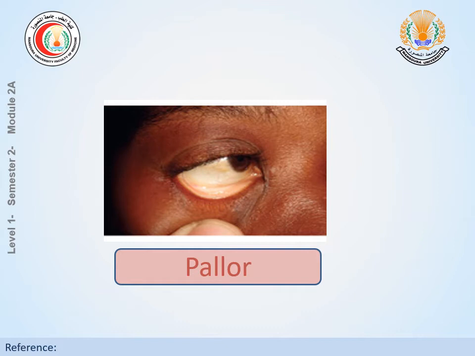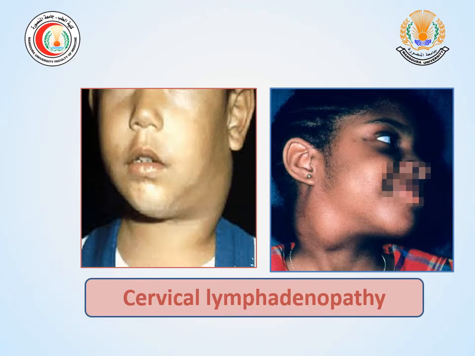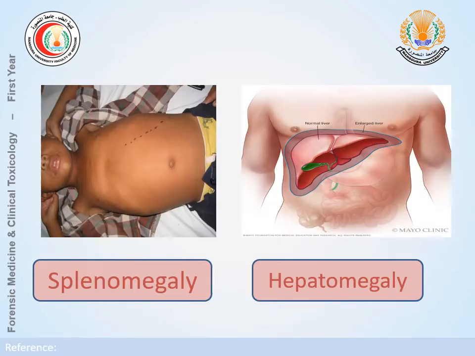The pallor can be noticed in the conjunctival fornix, as in this picture, or the inner aspect of the mucous membrane of the lower lip, also in the nail bed and in the palmar creases in the hand. Cervical lymphadenopathy means enlarged cervical lymph node in the neck, like this picture. The boy shows cervical lymphadenopathy affecting the left side of the neck, and the girl shows it affecting the right side of the neck.